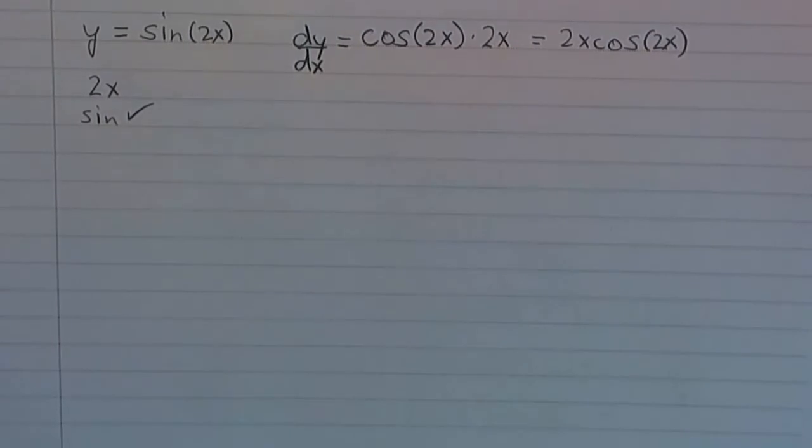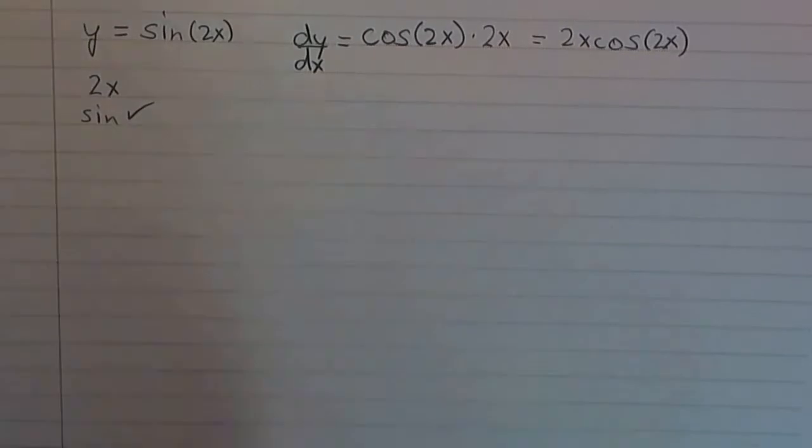Now you could have more than just two functions. You could have more than just an outside and an inside. So let's look at an example here. Let's suppose I've got y equals tangent to the fourth power of 5x, and I want to differentiate it.